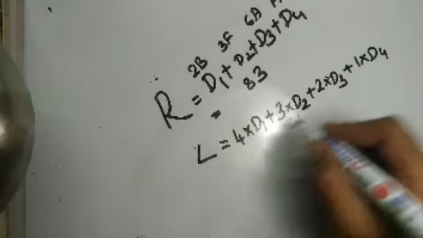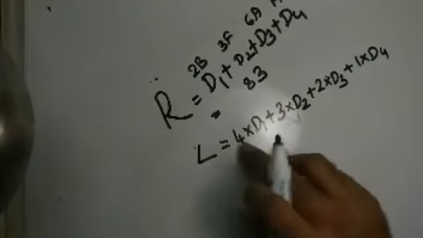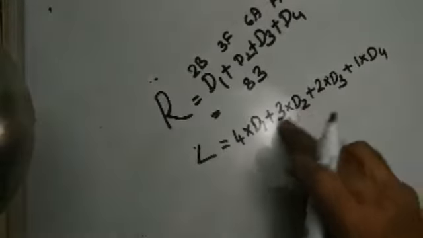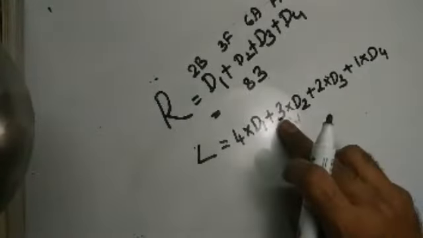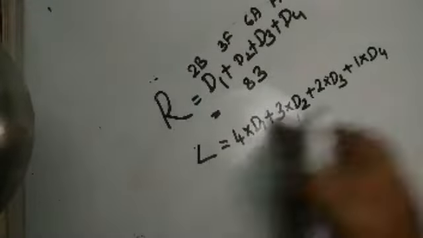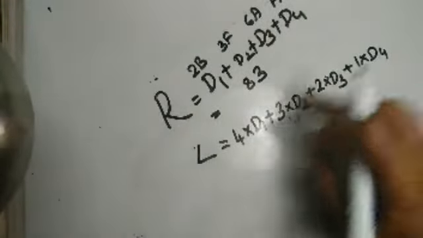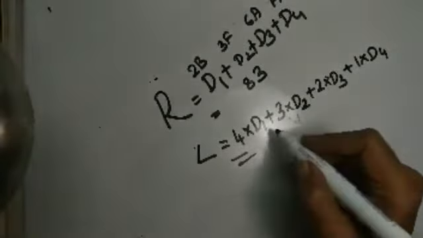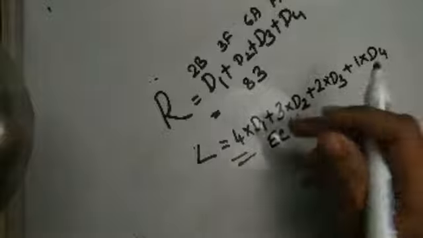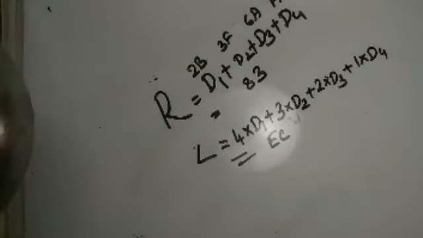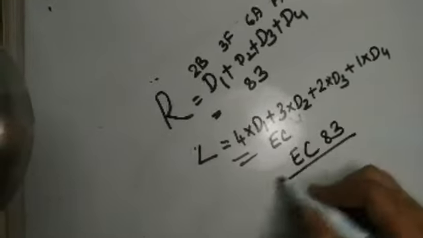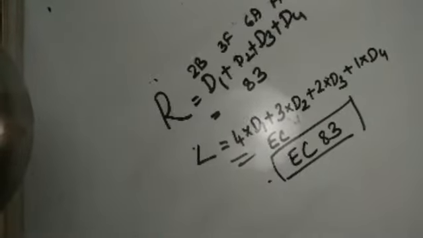Yes, so after performing these, the D1 value gets multiplied with 4 and D2 with 3, and after multiplying and adding all these values, I'm going to get EC, and the mod of that becomes EC. So the weighted sum is the same as what we calculated according to the algorithm. It is EC83. I hope it is clear to you.